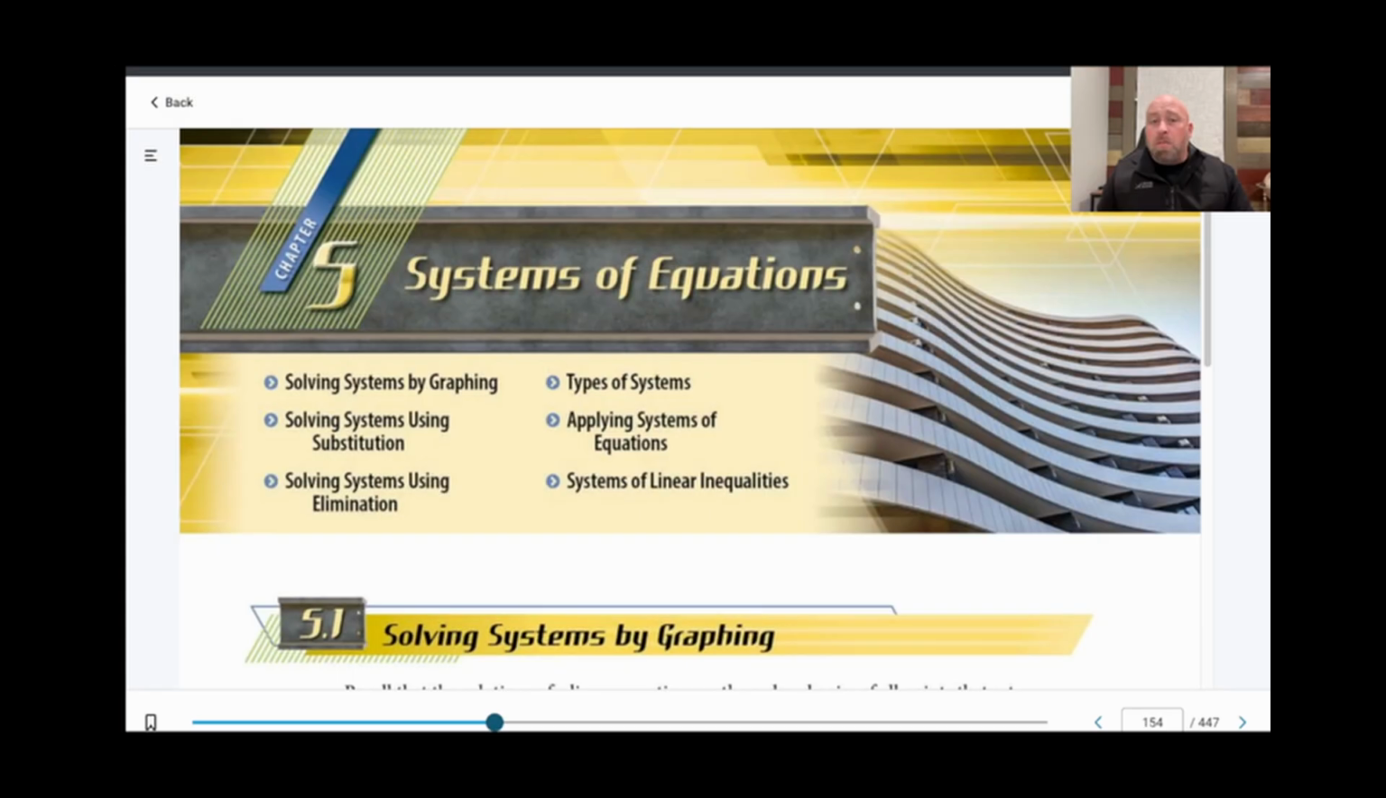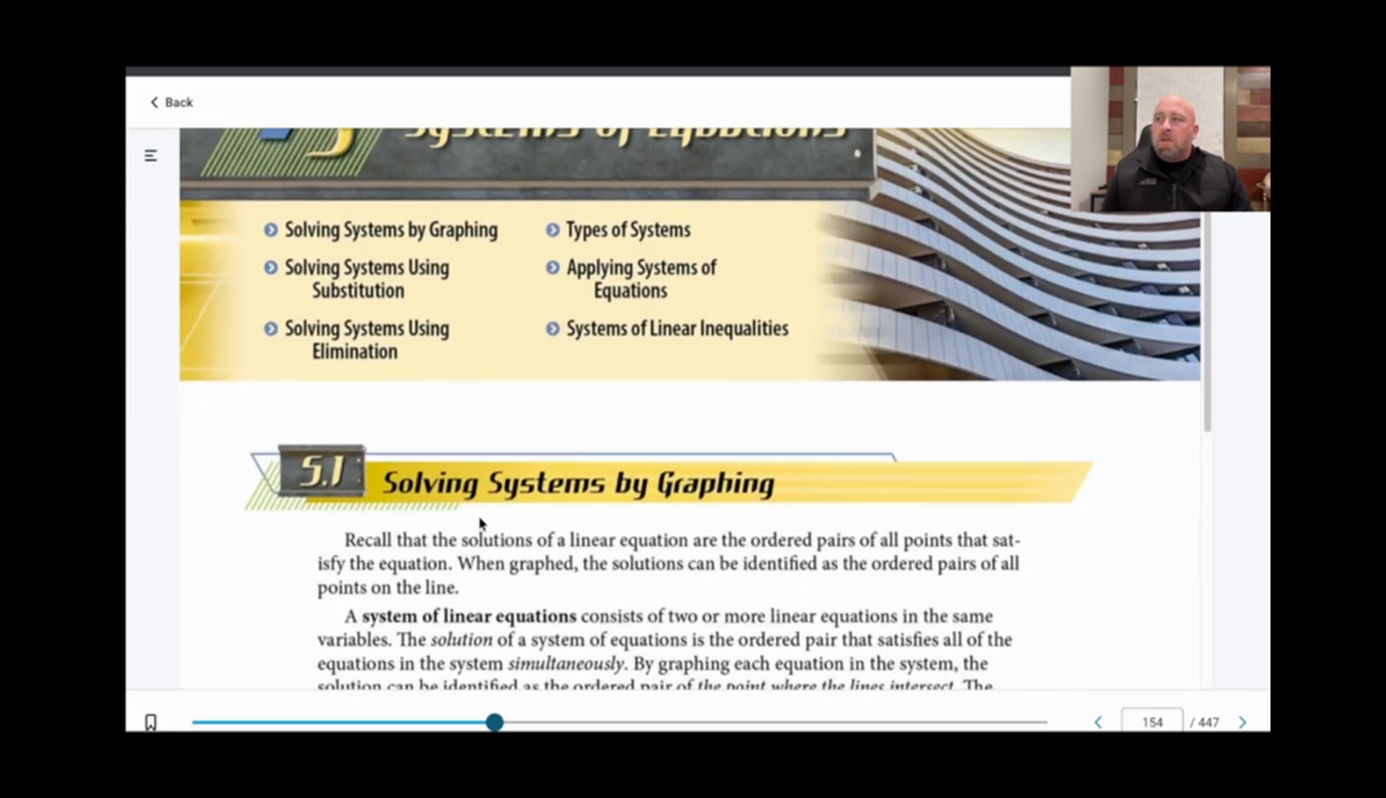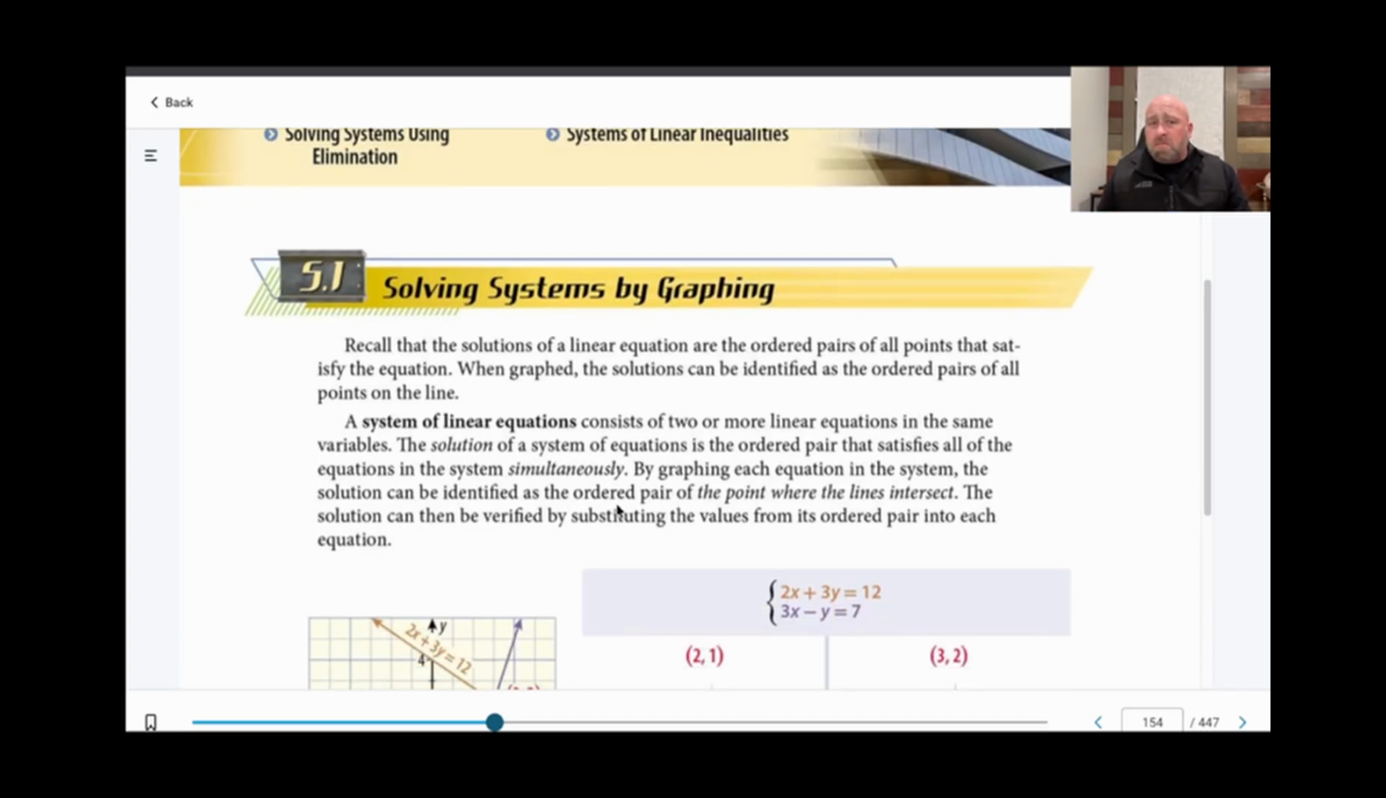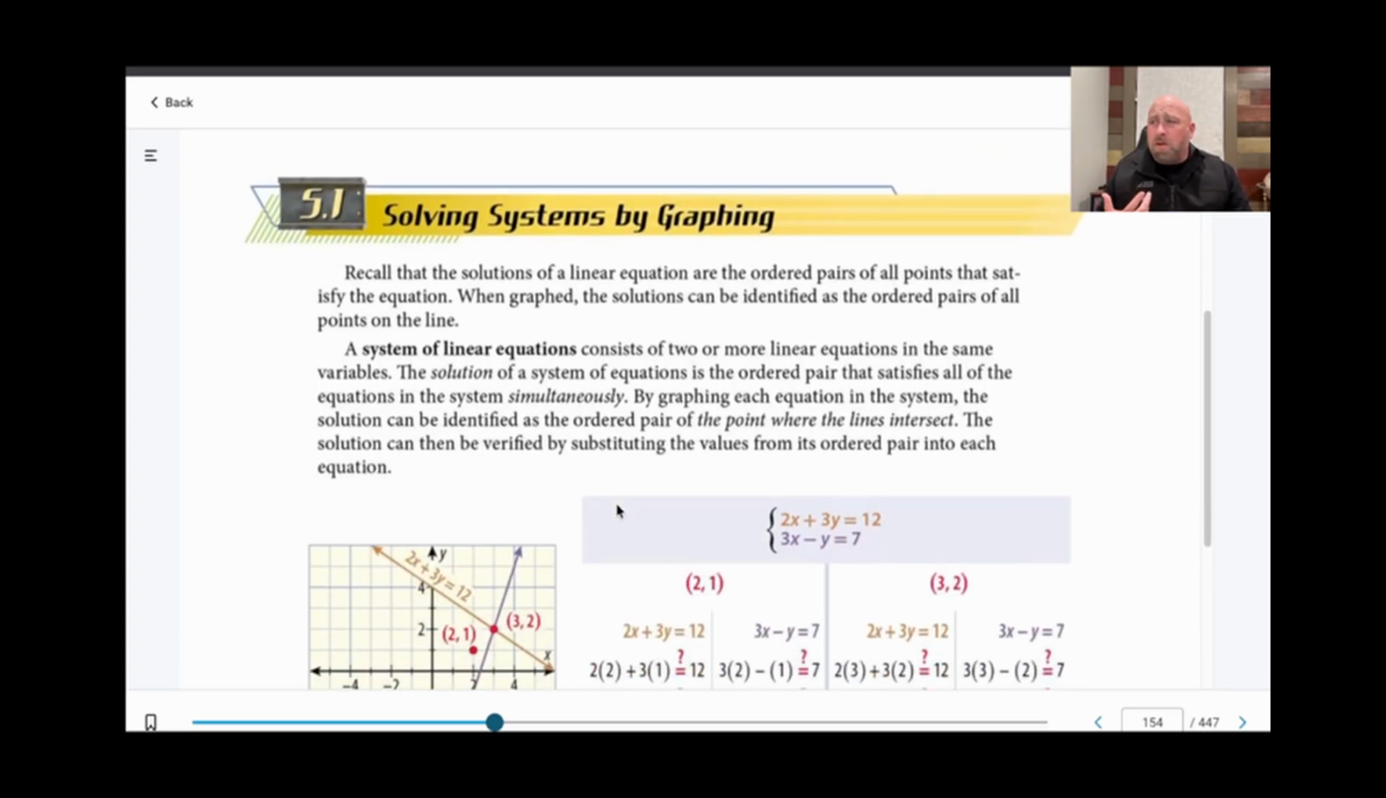You can go ahead and open up your book to page 154, chapter number 5, Systems of Equations, and you'll see the different lesson titles. And today's lesson 5.1, we're going to be talking specifically about systems of equations and graphing them, how to solve them by graphing. The first thing that you probably are wondering is what in the world is a system of equations?